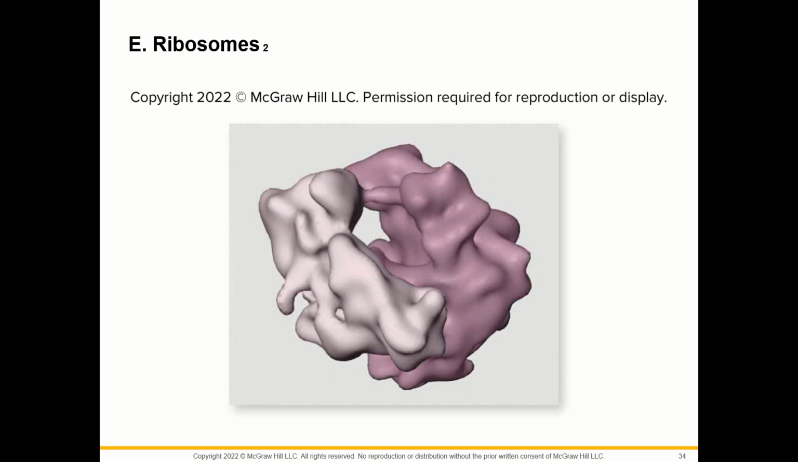Figure 3.10 shows a ribosome and that it's composed of 2 subunits. This is a model of the structure of a ribosome, showing the smaller, which is lighter, and larger or darker subunits. The space between the 2 subunits accommodates a molecule of transfer RNA. That's tRNA, and that's the RNA that is needed to bring amino acids to the growing polypeptide chain.